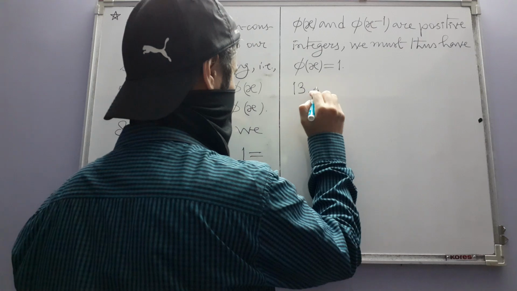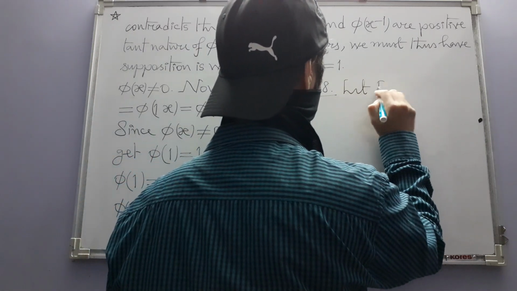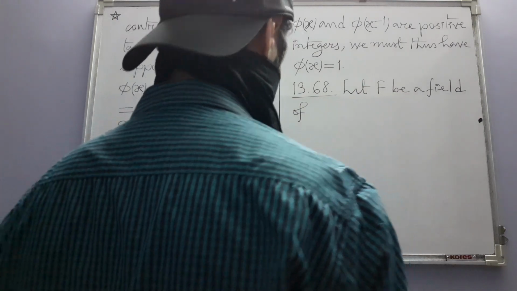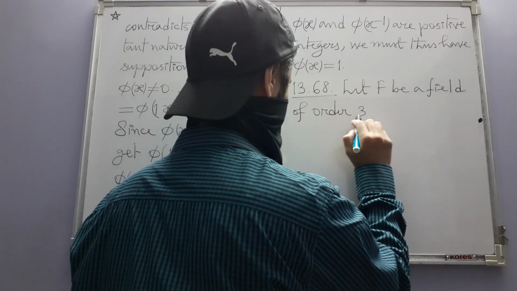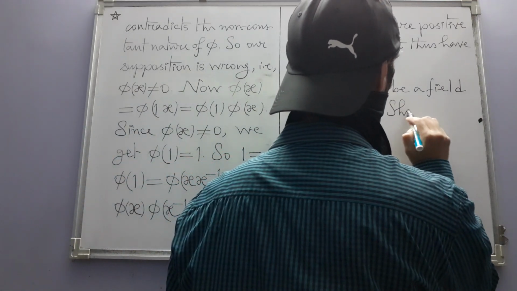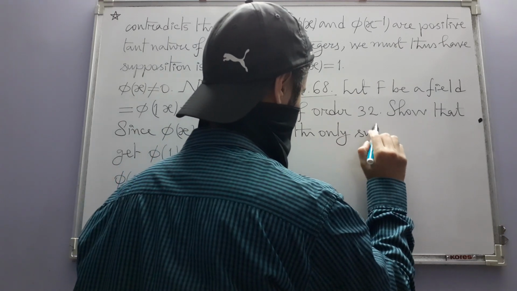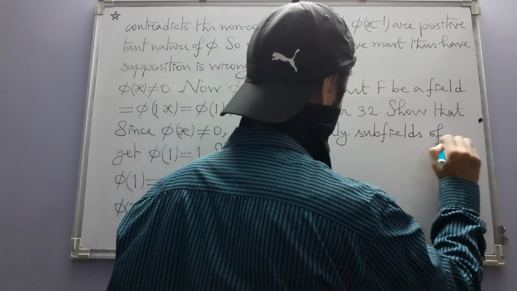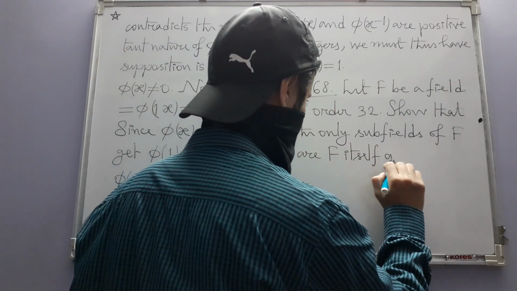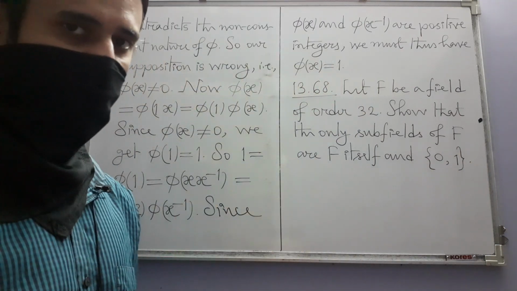Next, let F be a field of order 32. That means there are 32 elements in F, a finite field. Show that the only subfields of F are F itself and this smallest subfield consisting of only the zero element and the unity.